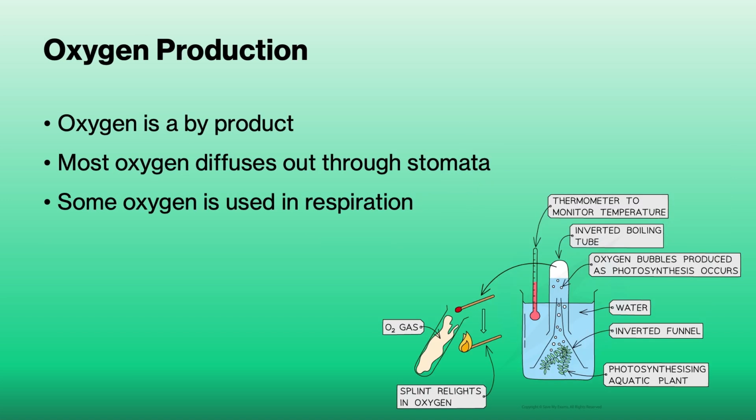Oxygen is produced as a byproduct or waste product of photosynthesis. Most of it diffuses out of the leaf through the stomata, but some is used by the plant itself for respiration. In the picture, you can see that the aquatic plant is carrying out photosynthesis. Oxygen is being released as a byproduct, which can relight the glowing splint.